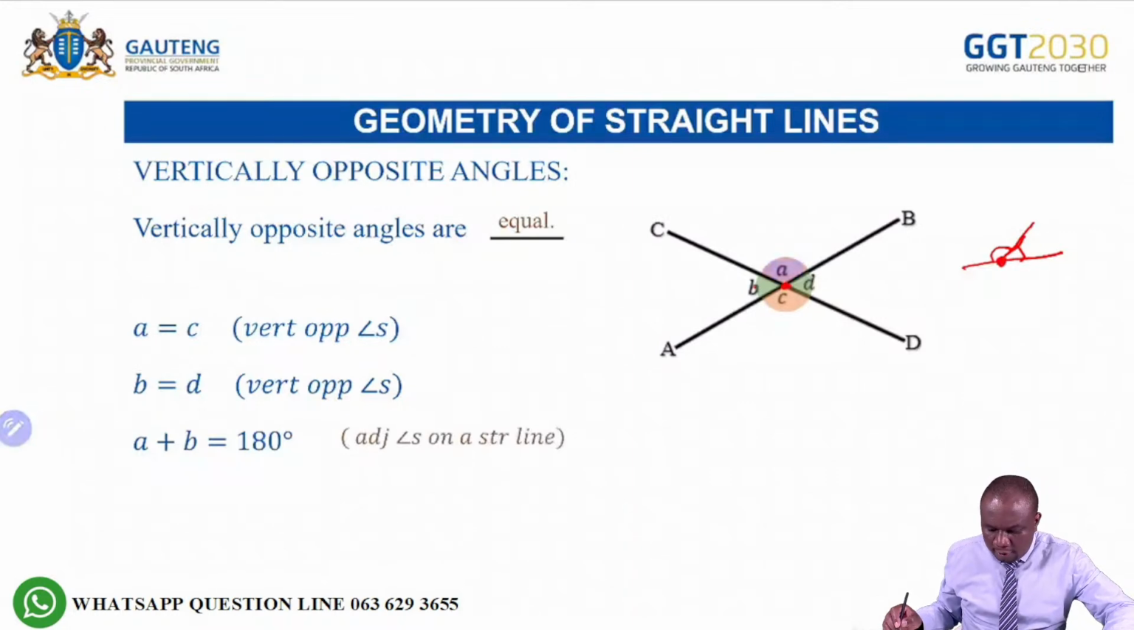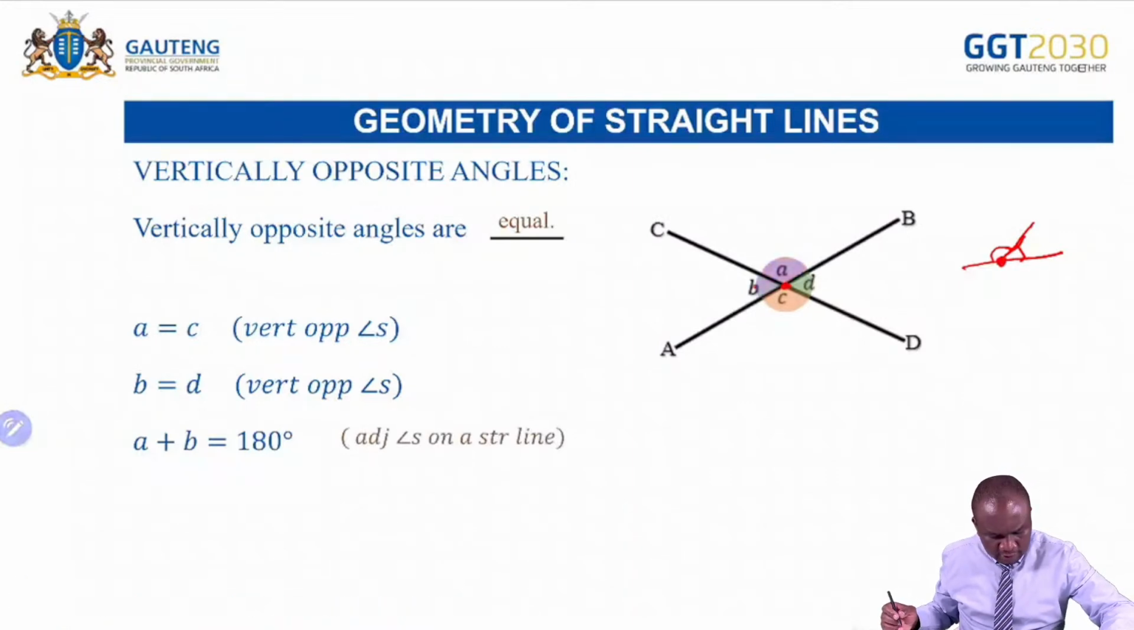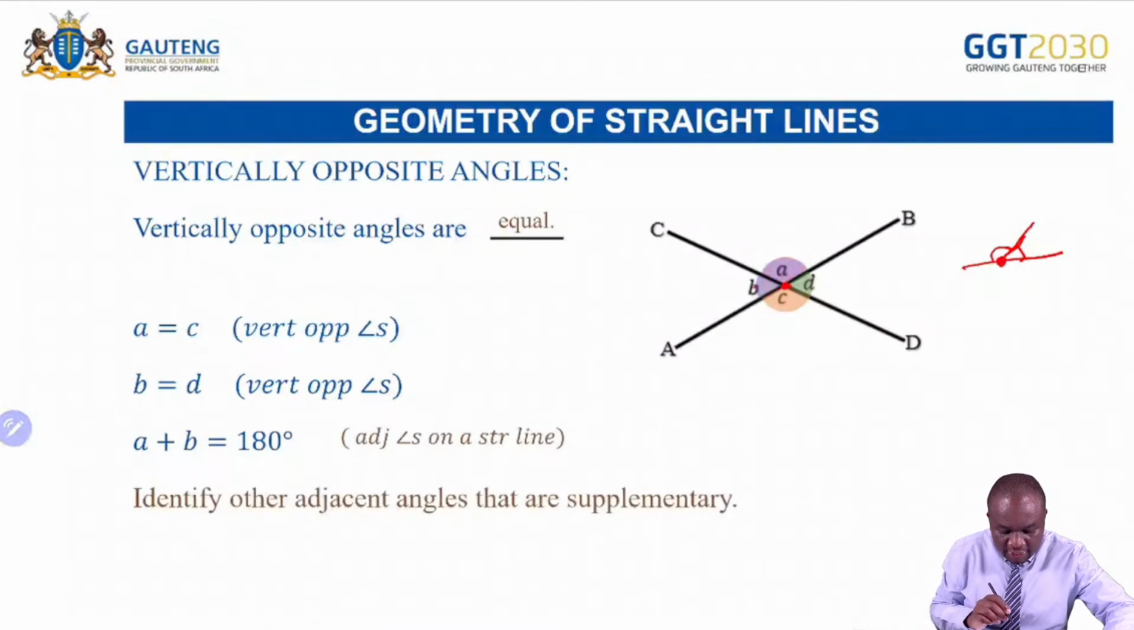Okay, identify other adjacent angles that are supplementary. This means adjacent angles on a straight line. We have C and D. They are adjacent angles on a straight line. We have A and D. They are adjacent angles on a straight line.